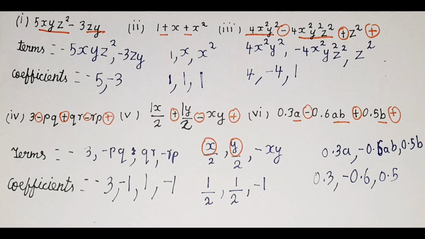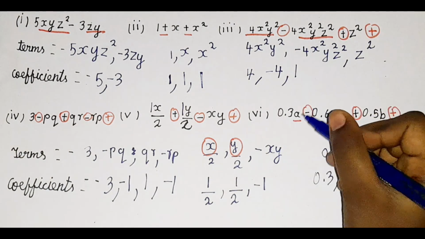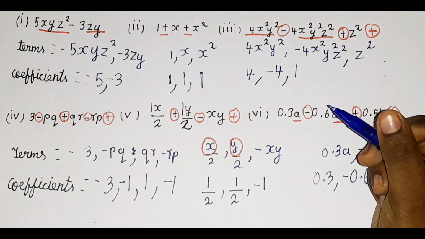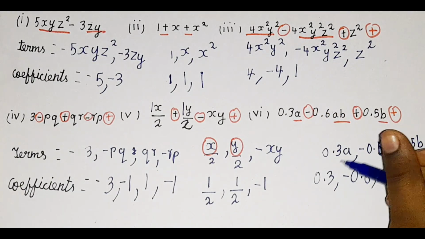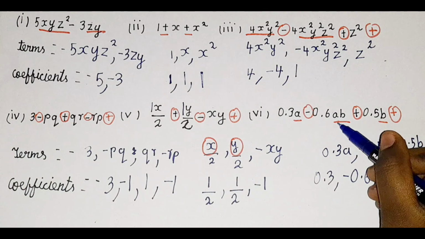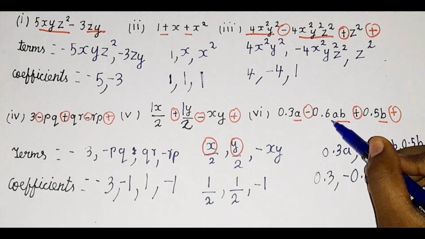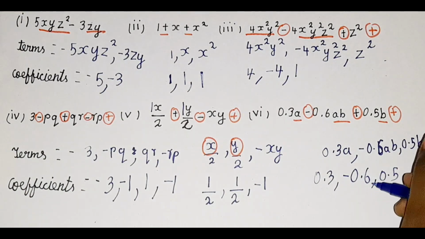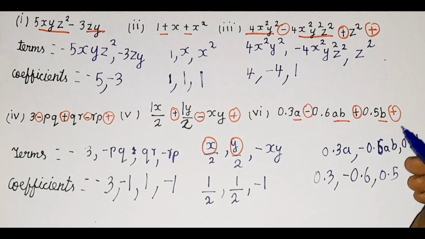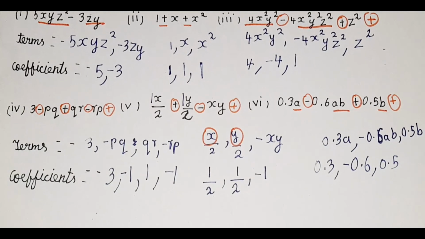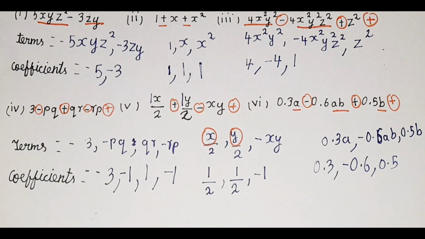So now let me explain. So here you guys can see before the a what do we have? What's the number? 0.3. So we wrote 0.3 as it is. So before ab what do we have? Minus 0.6. So minus 0.6. And before the b what do we have? 0.5. So we wrote it as it is. Okay. So this is the answer for this subdivision. I hope you guys are clear with this.